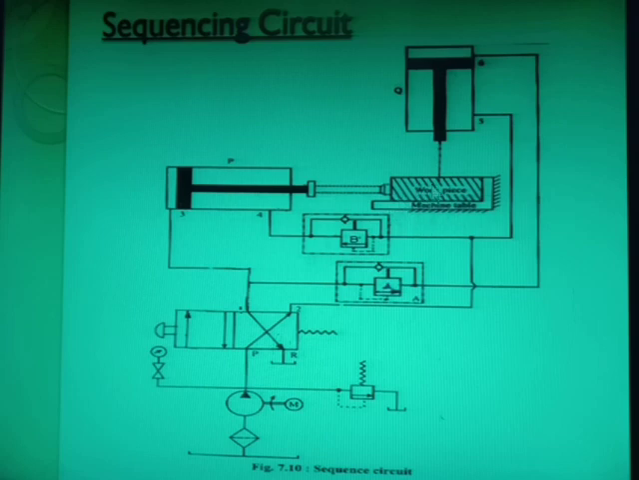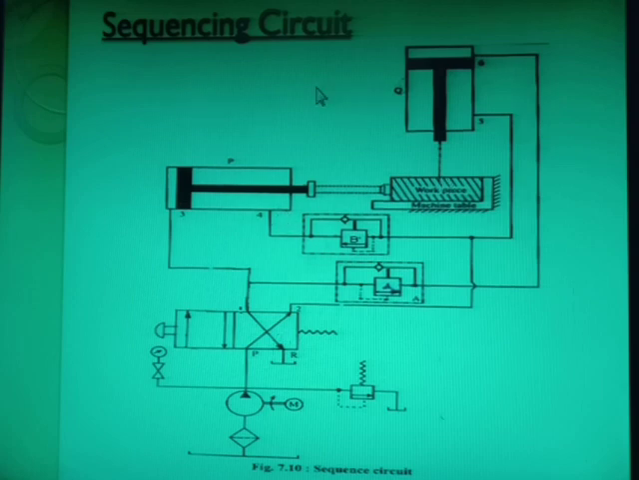Suppose this is the workpiece there. The first operation is that we have to clamp the workpiece, and the second operation, after clamping, is some drilling or reaming or any operation we want to perform. Let us consider the drilling operation, right?